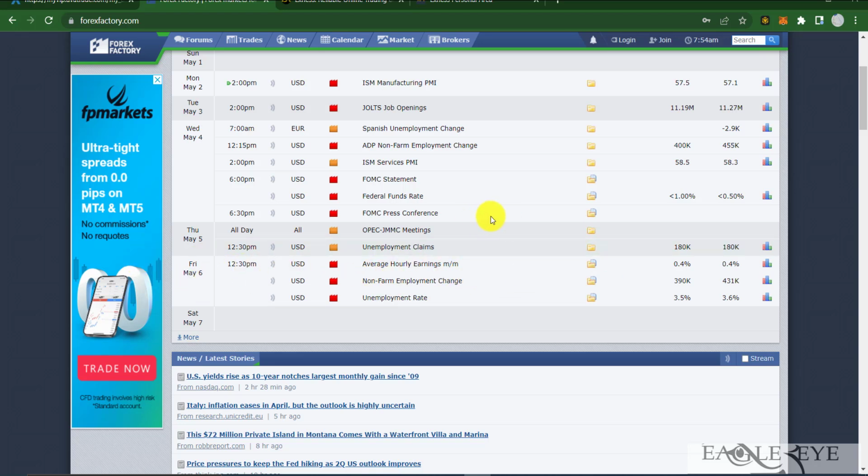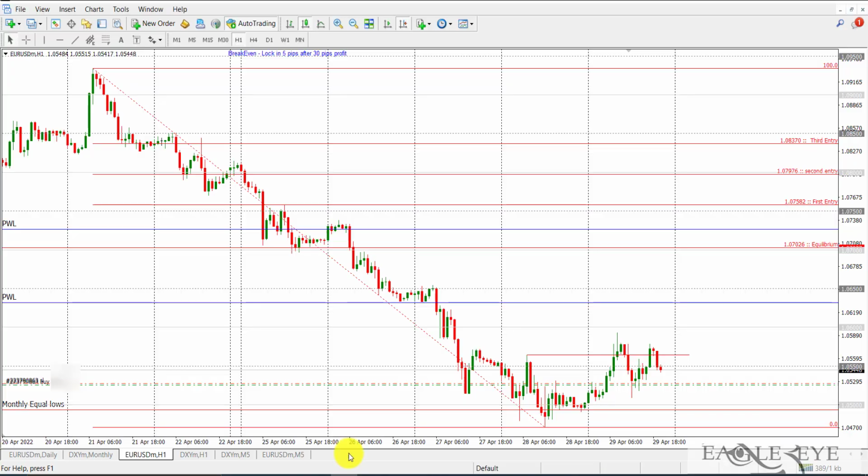So the coming week, the market is going to be agitated, with more volatility being injected into the markets. So that is my expectation for the coming week. So let's see what the market has to offer for the coming week.